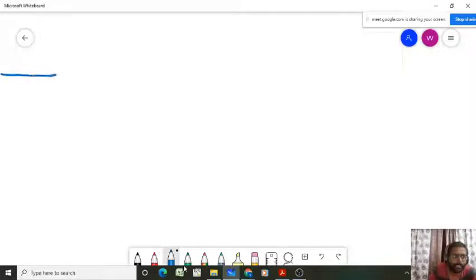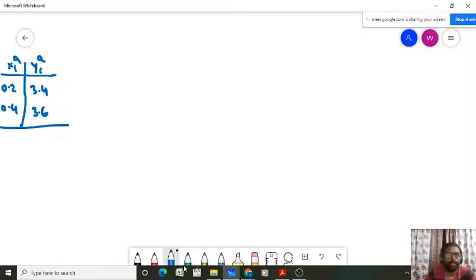So let's assume a data set, input is x_i and output is y_i, actual values. So it is 0.2 and 3.4, and 0.4 and 3.6, like that. I am taking only a data set having 2 samples, because we are doing hand calculations, right? Now I want to use this data to train a simple linear regression model by using the batch gradient descent optimization technique.